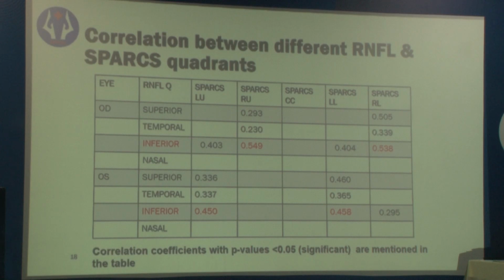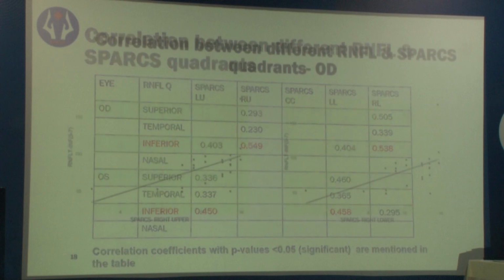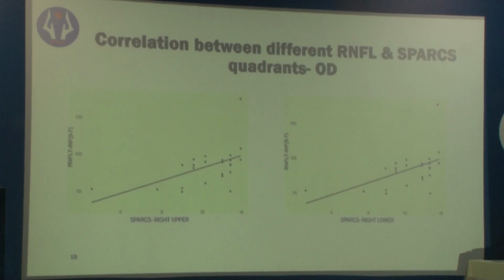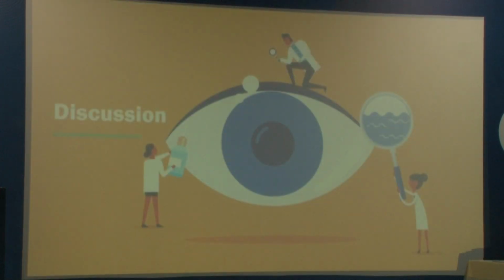Similarly, a weaker correlation was also found between the superior and the temporal quadrant. However, we could not find any correlation between the nasal and the central zones. Plot showing the same in individual eyes.